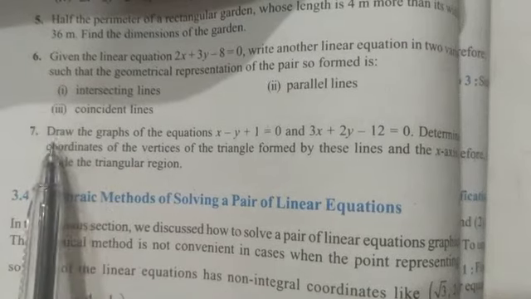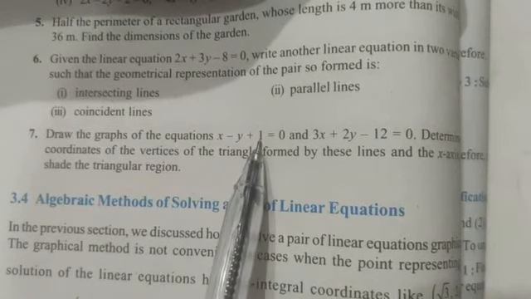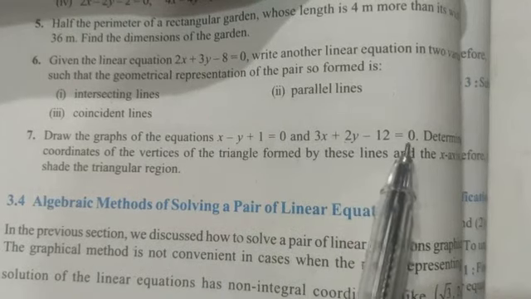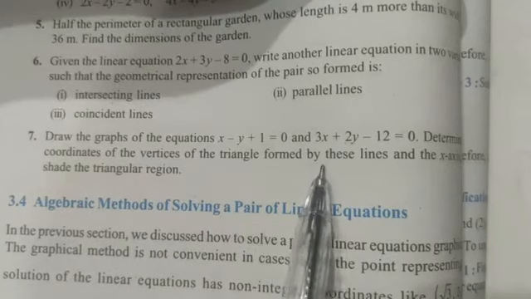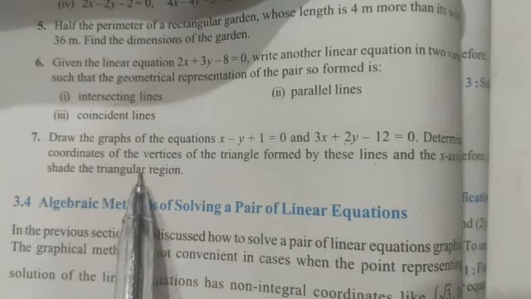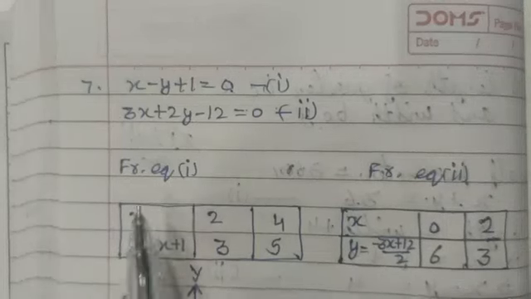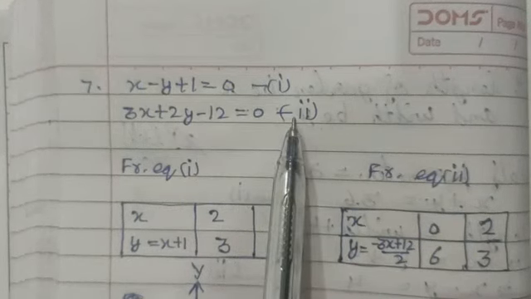Now question number 7 of the exercise is: draw a graph of the equations x minus y plus 1 equal to 0 and 3x plus 2y minus 12 equal to 0. Determine coordinates of the vertices of the triangle formed by these lines and the x-axis. Shade the triangular region. Now two equations are given to us. Now this is equation first and equation second.